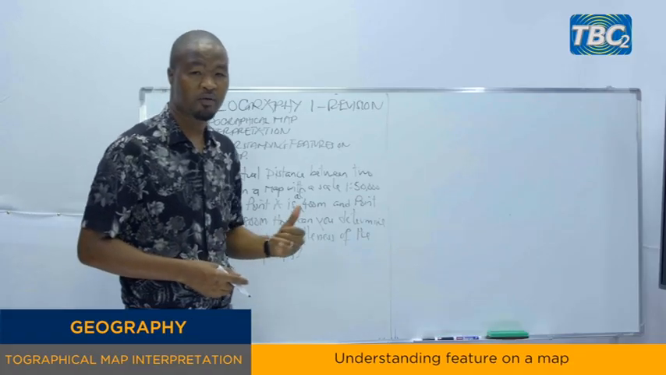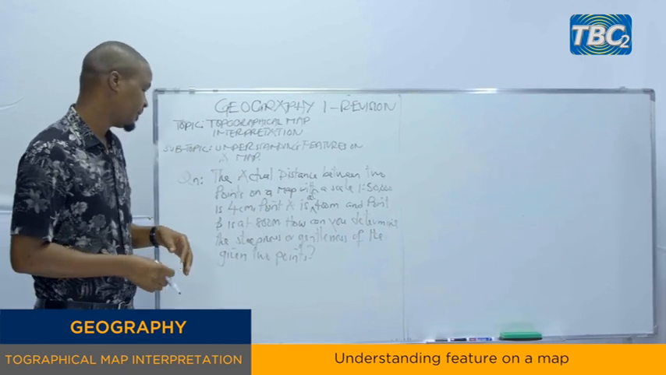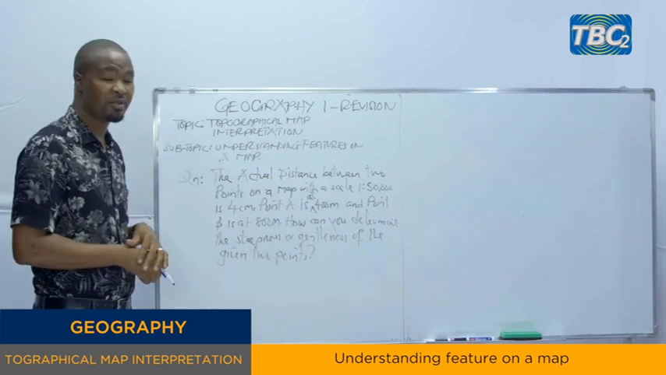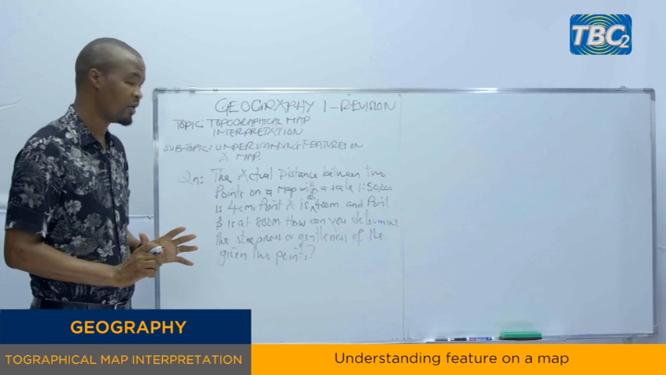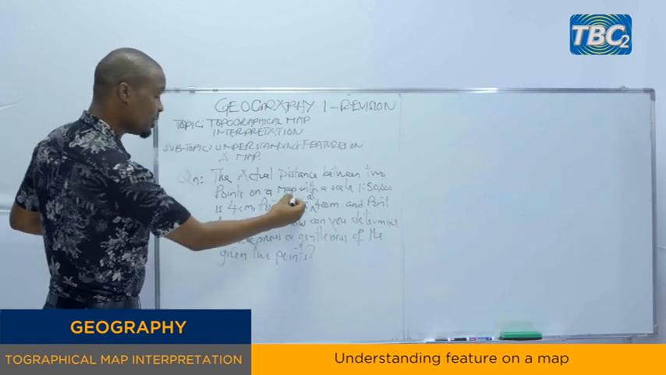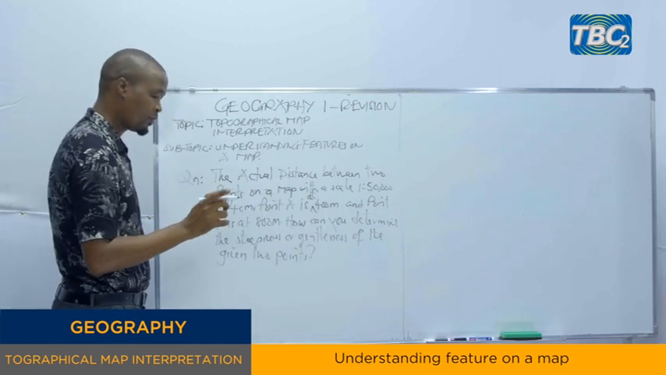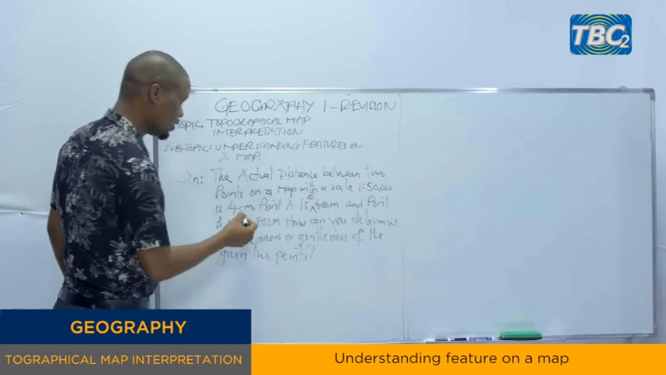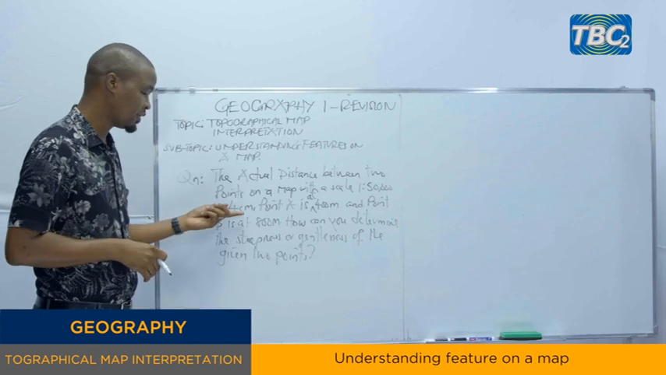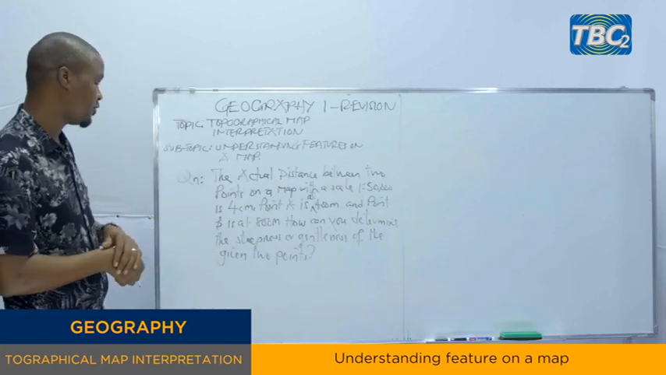Okay, we have another question. It says the actual distance between the 2 points on a map with a scale 1 ratio 50,000 is 4 centimeters. So listen to me very carefully. The actual distance between 2 points on a map with this scale is 4 centimeters. So we have the distance on a map, which is 4 centimeters, and we have the map scale right there, which is 1 ratio 50,000.